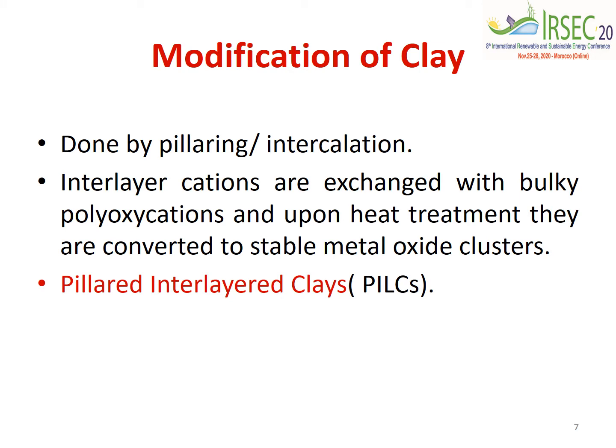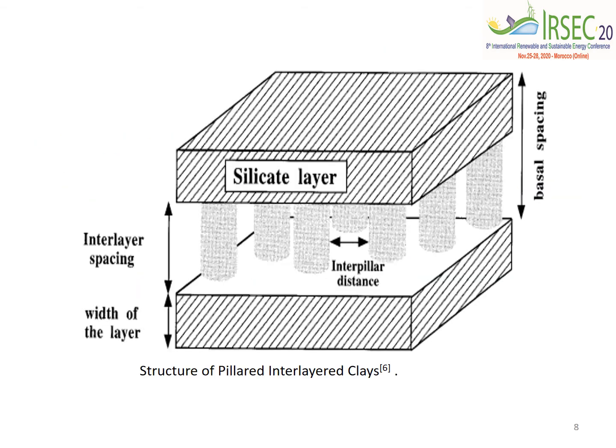Modification of clay. We are modifying our clay by using this technique called pillaring or intercalation, in which the small cations like sodium, calcium, which are present in between the clay sheets, are exchanged with bulky polyhydroxy cations, and upon further heat treatment, these cations are converted into stable metal oxide clusters, or we call them metal oxide pillars. These new type of microporous material are termed as pillared interlayered clays or PILCs.